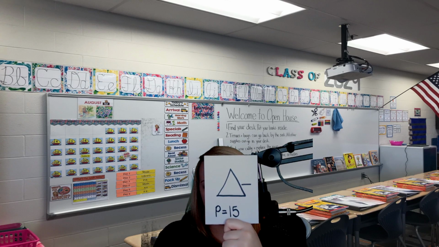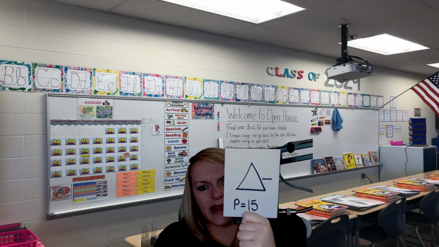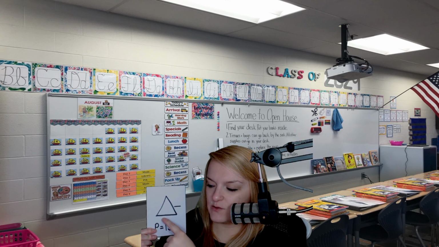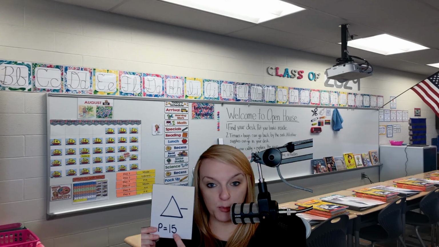You may have figured out 15 is my perimeter, divided by 3 equal sides is 5. Well, let's add and check and see if that makes sense. 5 plus 5 is 10. 10 plus 5 is 15. I did get a perimeter of 15, so that's how I know it's right.